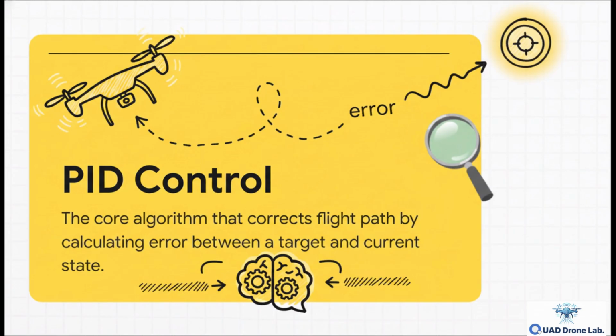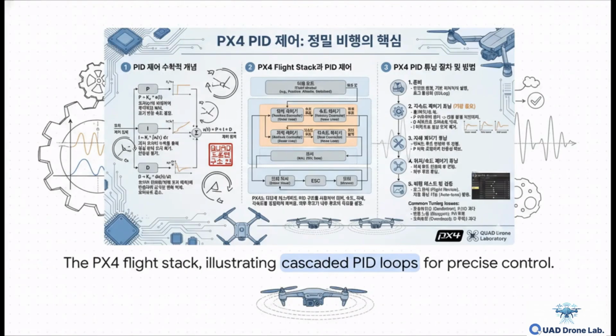The PID controller is the brain that figures out, okay, we're a little off, so I need to spin this motor a bit faster and this one a bit slower to get back on track. That's it. The course just breaks it down so it makes perfect sense. And here's where it all comes together.